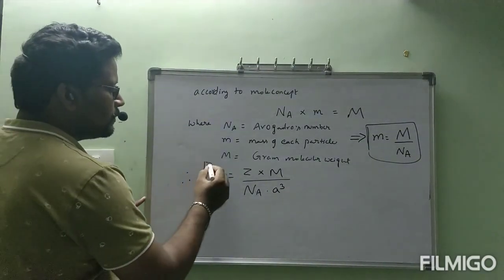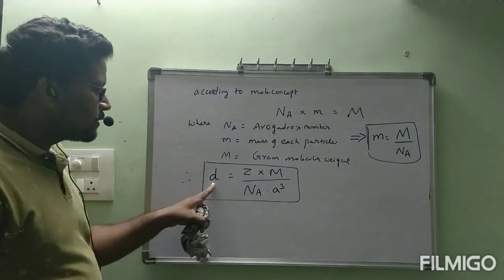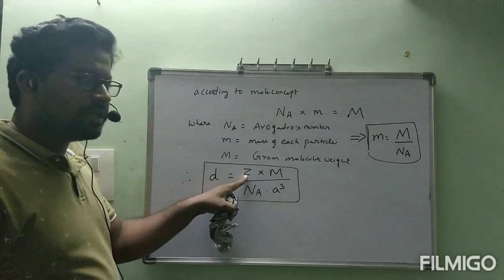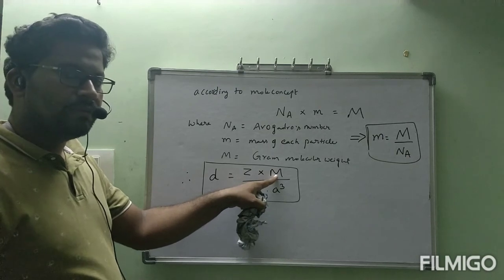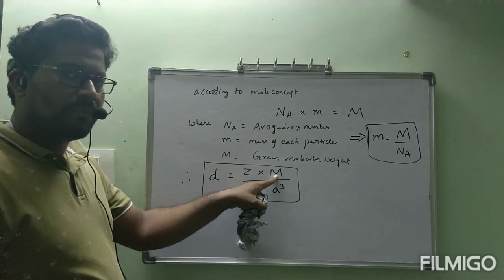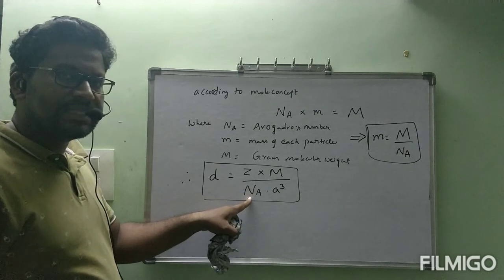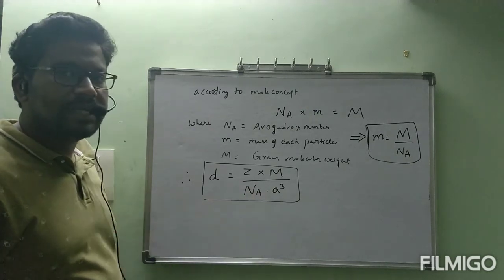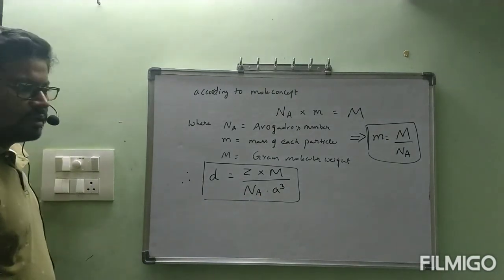Density D is equal to Z M divided by Na a cube, where D is equal to density of unit cell, Z is equal to number of particles present in the unit cell, and capital M is the gram molecular mass of the substance, whether it is an element or molecule. If it is an element, gram atomic weight. If it is a molecule, gram molecular weight, divided by Na. This Na is fixed, 6.023 into 10 power 23, into a cube, edge length. They will give the values and we have to find density.